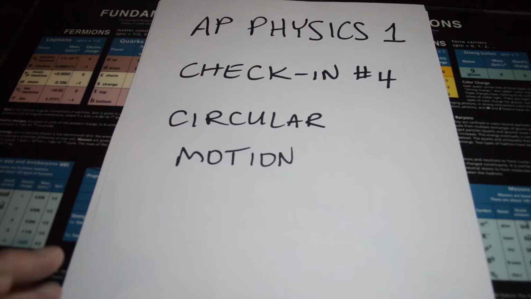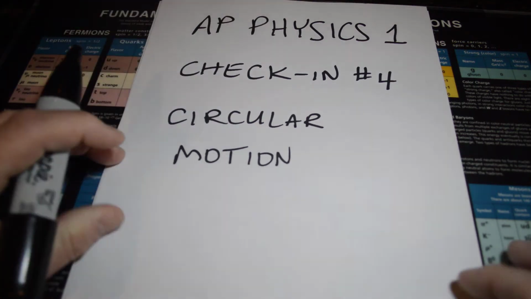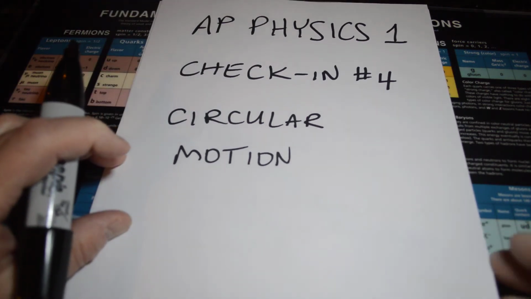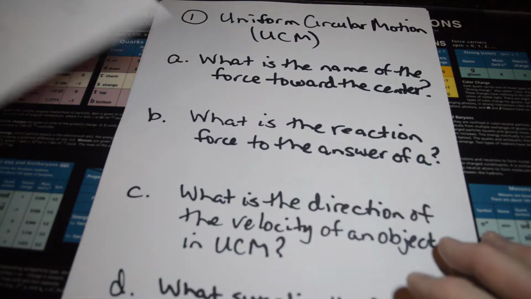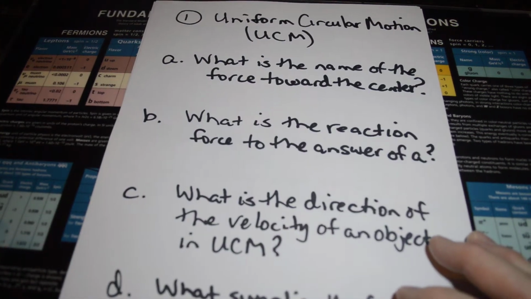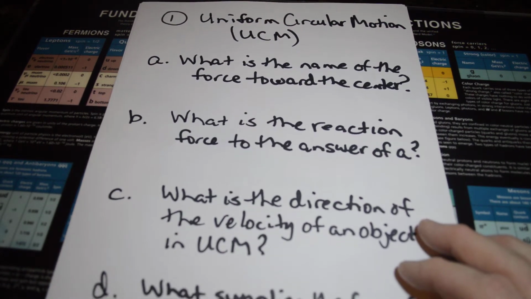Okay, we're back. This is AP Physics 1 check-in number 4. This one has to do with circular motion. So we're going to ask a couple questions here. If you haven't seen the questions, go ahead and take a look at them, pause, see if you can answer them, and then we'll come back.